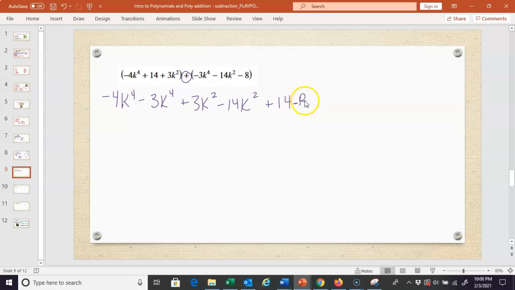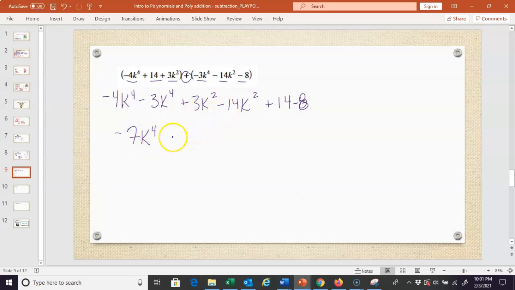I would caution you, just make sure that you're copying them correctly. It's very easy to lose a negative or change the sign and make a mistake on copying. So I'm just going to double check. Negative 4k to the fourth, negative 3k, positive, negative, positive, negative. Okay, let's combine. So negative 4 minus 3 is negative 7.